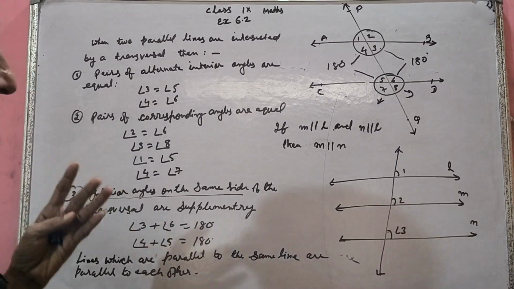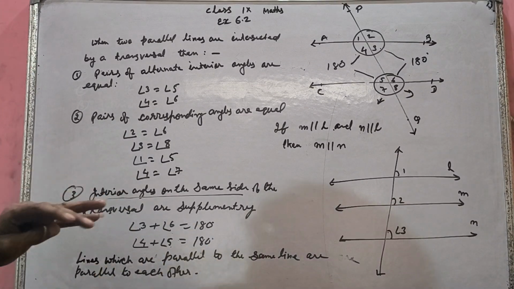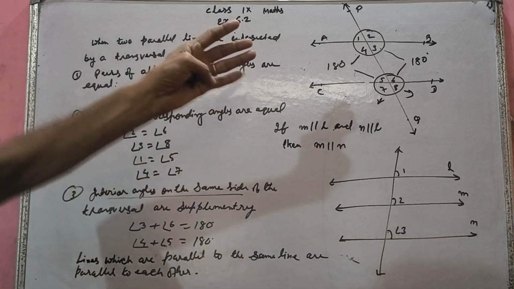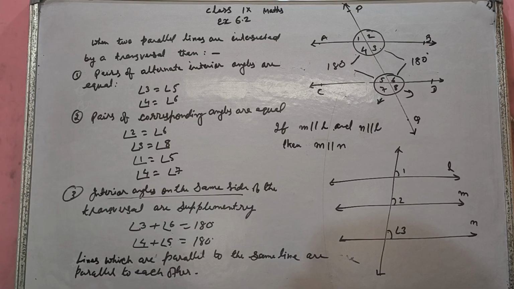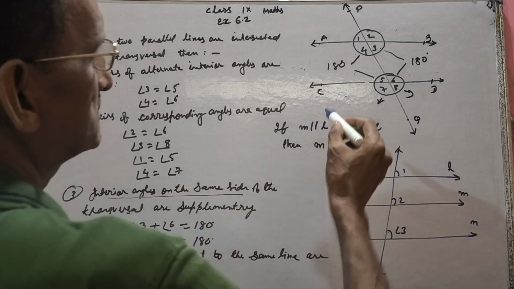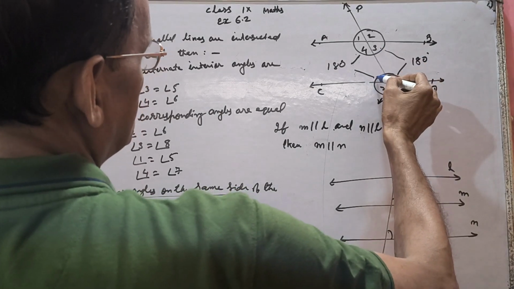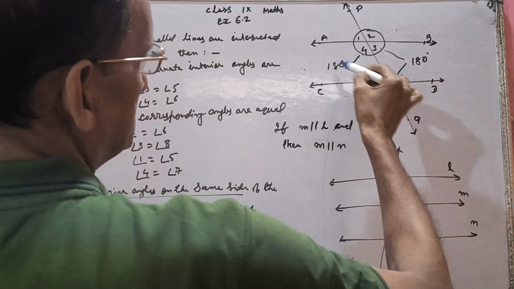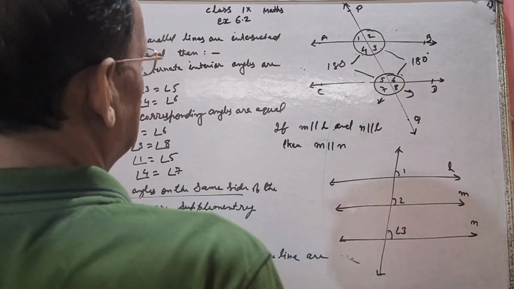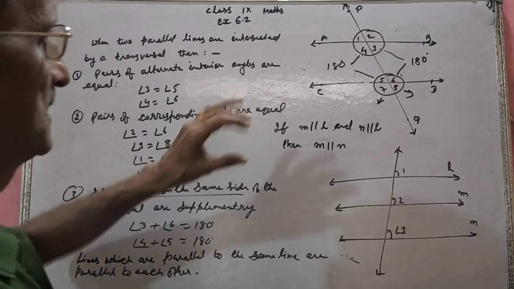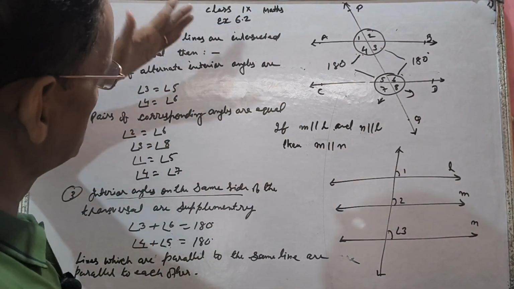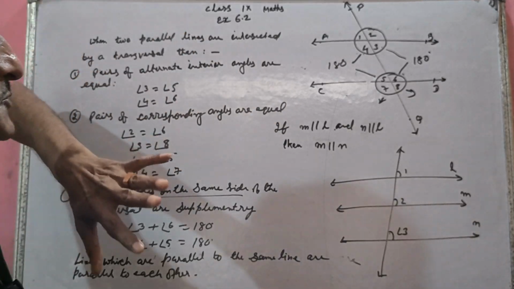There are some other properties also you can correlate, but these three are the basic concepts you need to use many times, and they are required there. You understood? What is number one? Alternate interior angles are equal, corresponding angles are equal, and interior angles on the same side of the transversal are supplementary if the lines AB is parallel to CD. And the converse of all three are also true.